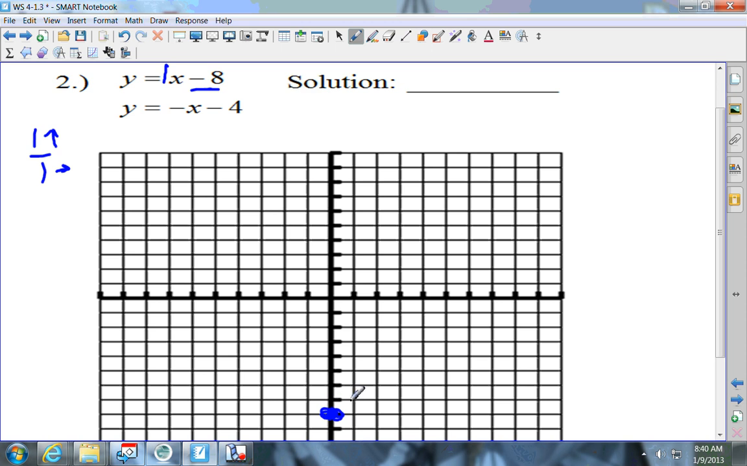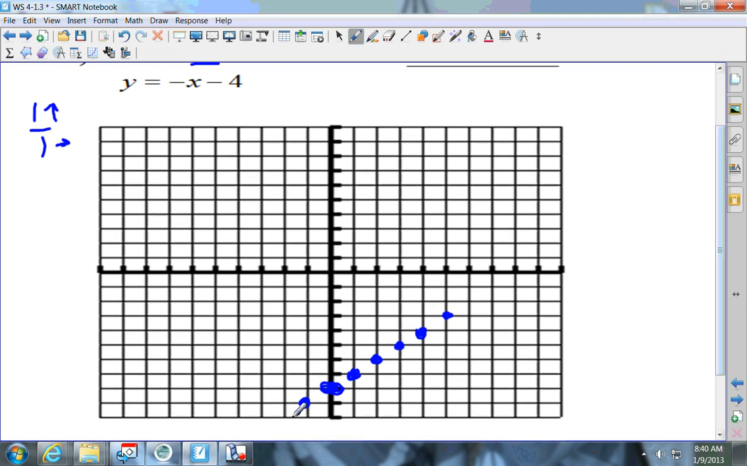Up 1 to the right 1 and put a dot. Up 1 to the right 1, put a dot. Up 1 to the right 1, put a dot. Up 1 to the right 1, put a dot. Up 1 to the right 1. Down 1 to the left 1. Well, let's see. I could do a little bit more. Right there. Let me draw my line to connect my dots.